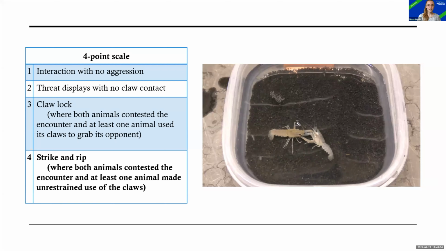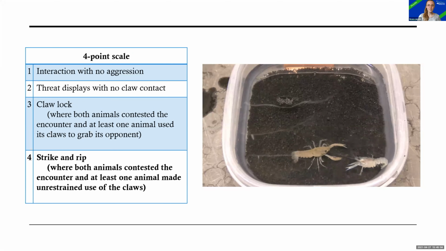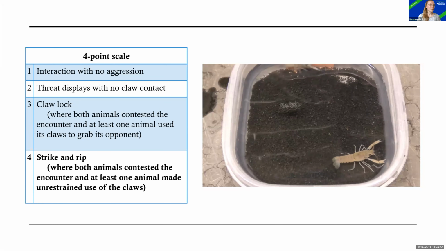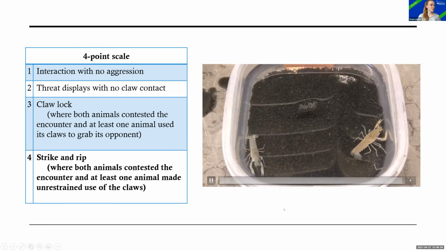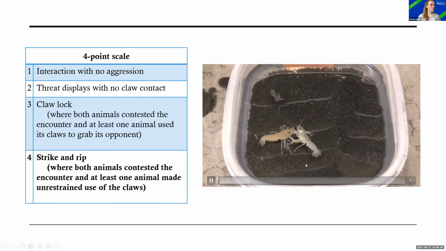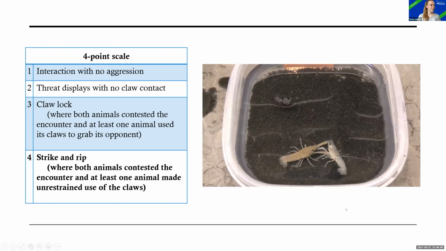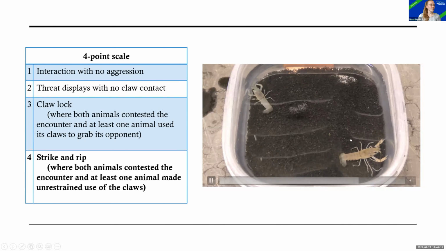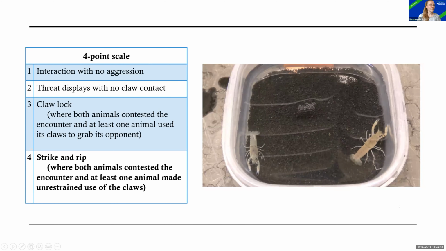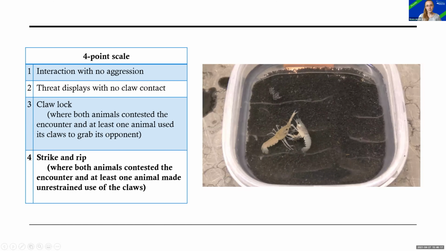Finally, we have a 4. A 4 is going to be a strike or a strike and rip, and this is one individual making unrestrained usage of its claws. So we can see this tanner colored crayfish will actually rip off the leg of this blue crayfish right here. There's that leg floating there. So this tan crayfish would receive a 4, and that is the highest level of aggression on our scale.